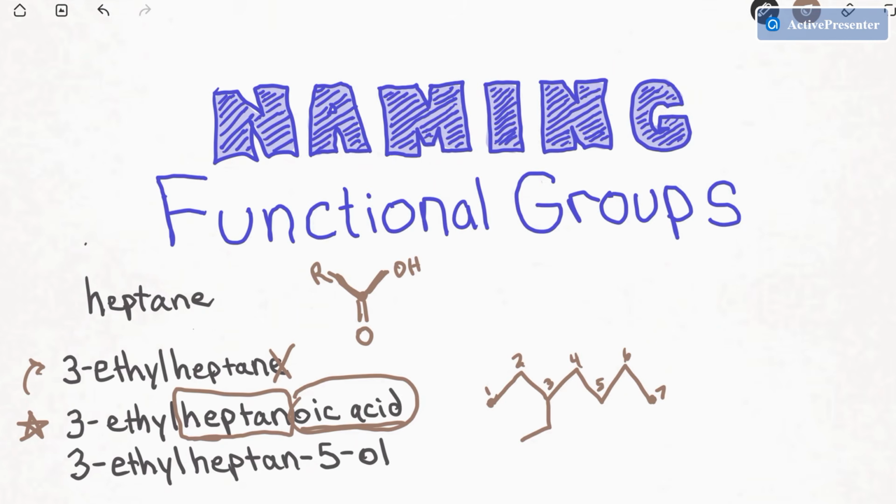And when it's a carboxylic acid, it's the terminal end of a molecule. So that's going to go, here's the double bond to the oxygen, and here's the bond to the OH group. Okay, so that is going to be 3-ethyl heptanoic acid.